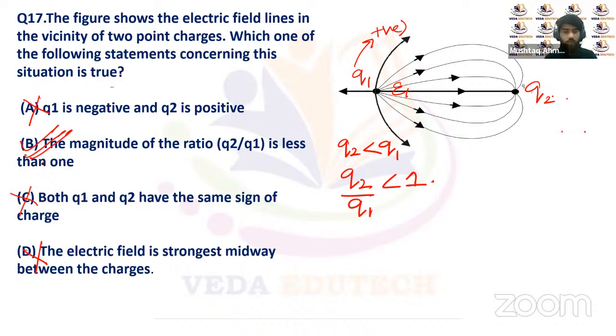Q2 should be less than Q1. That will be the correct option for this question.